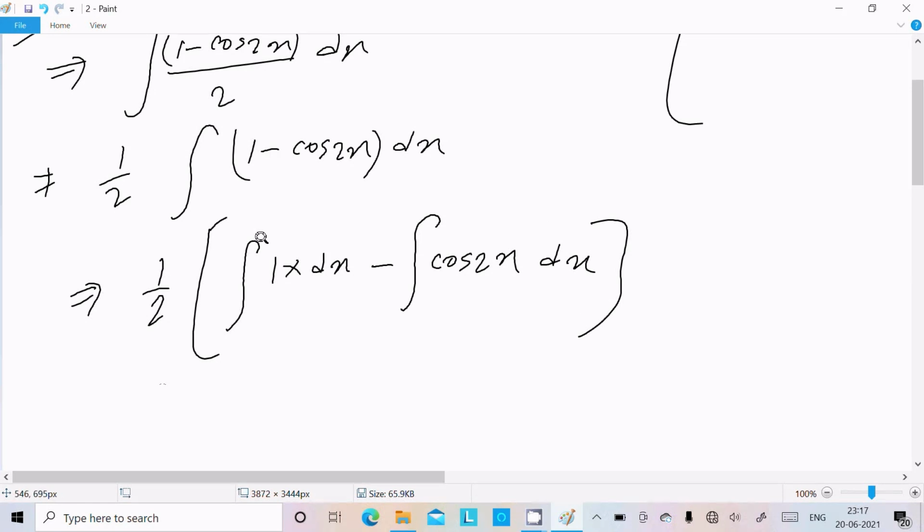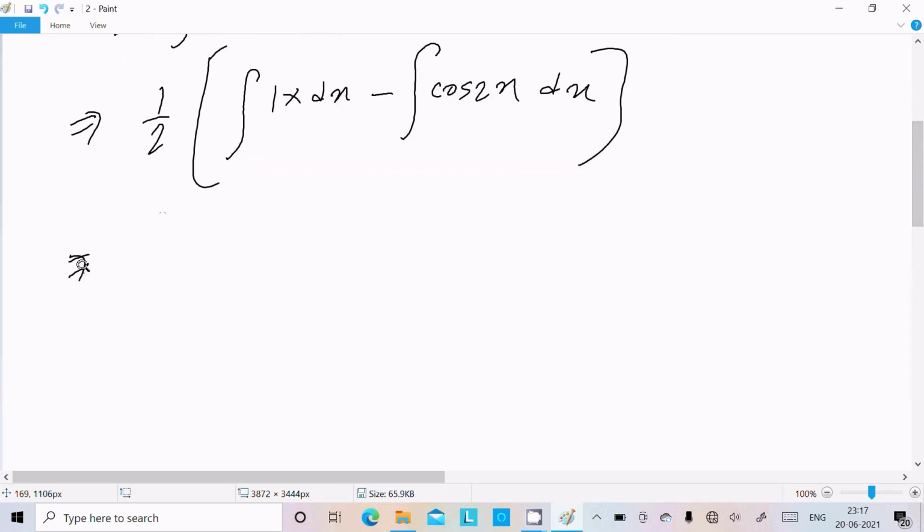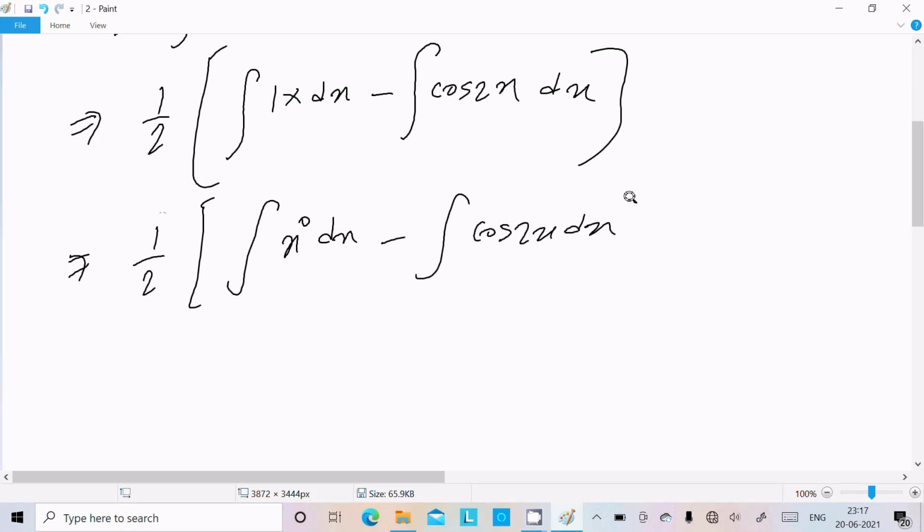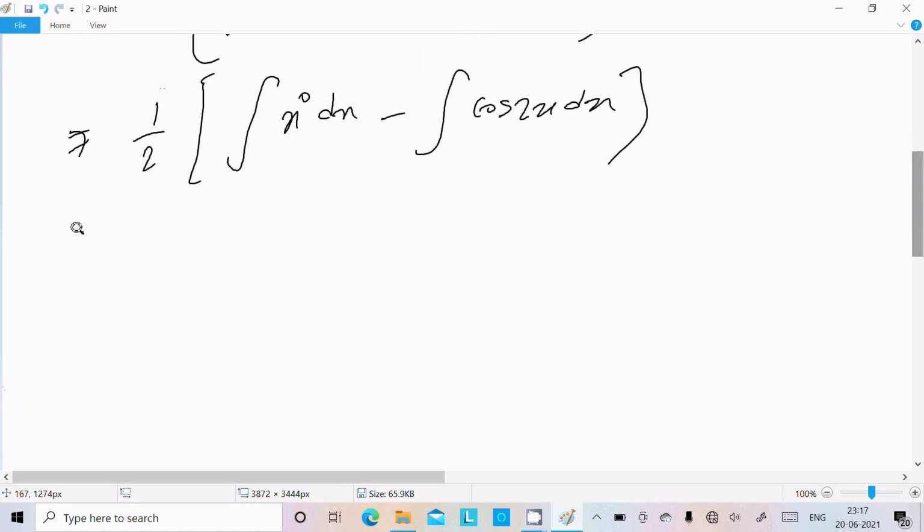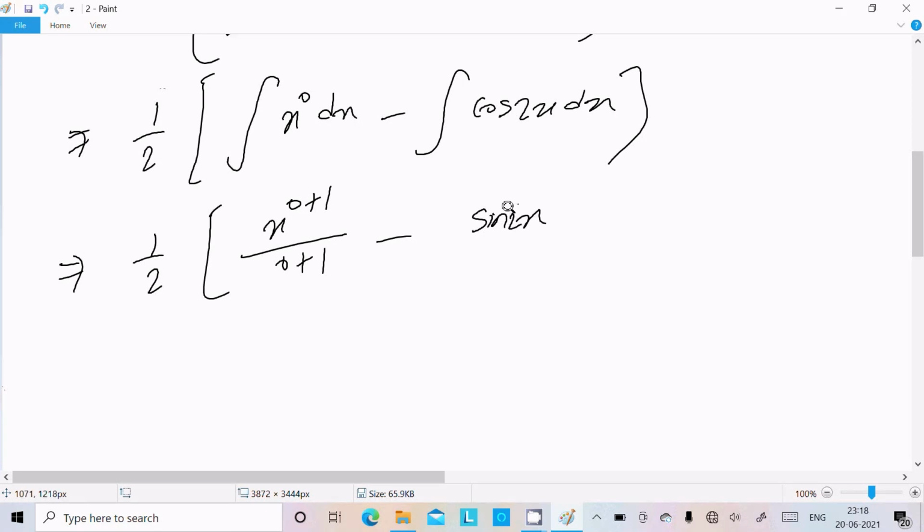So here this is one more line going to write 1 by 2 here angular rectangle bracket, thereafter integration symbol 1, we can write x to the power 0 dx, thereafter here cos 2x dx. The next is here 1 by 2. So integration of x power 0 we can write x power 0 plus 1 divided by 0 plus 1. Next is minus integration of cos 2x that is sin 2x and divide by 2.